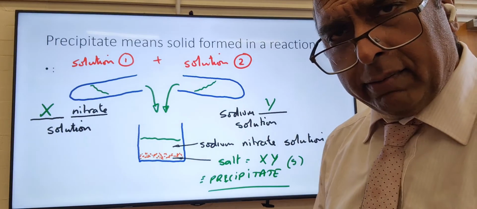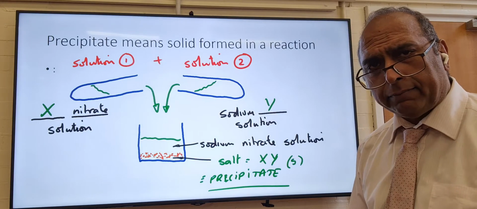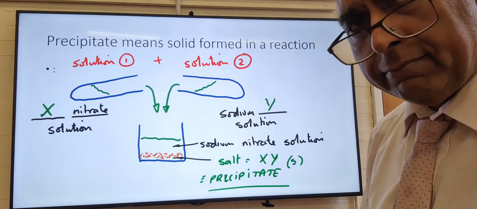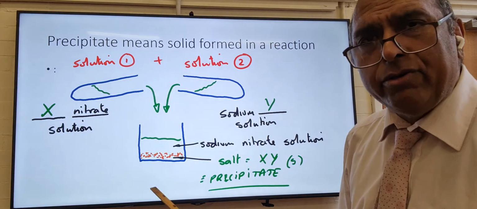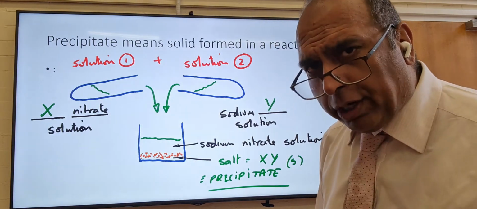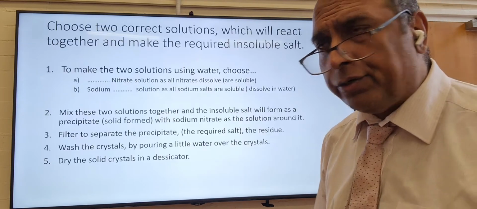The idea is simple. Pick two solutions, mix them together, filter, wash the salt, and dry it. So let's have a look at a completed method. I want you to write a method like this if asked to do so.